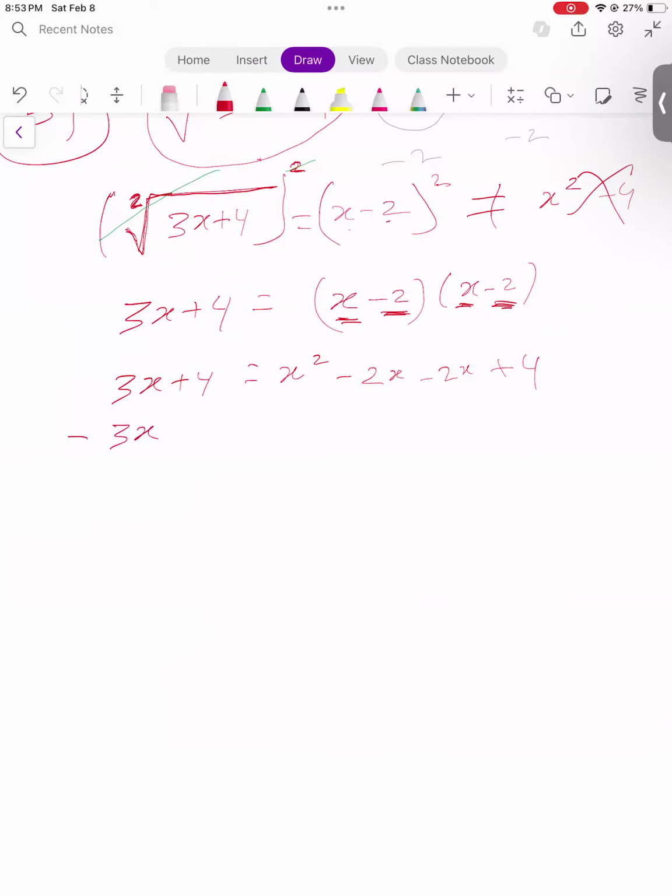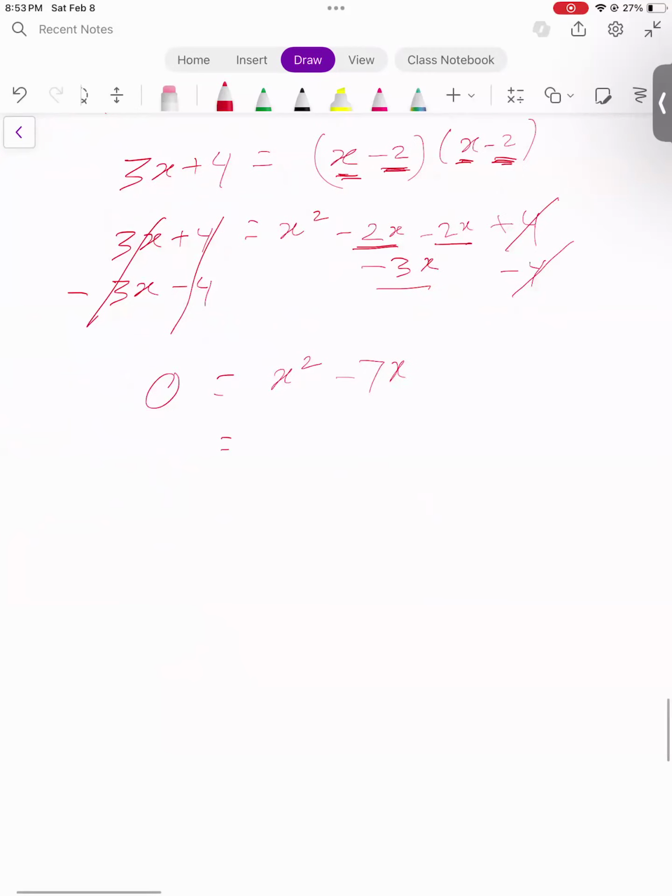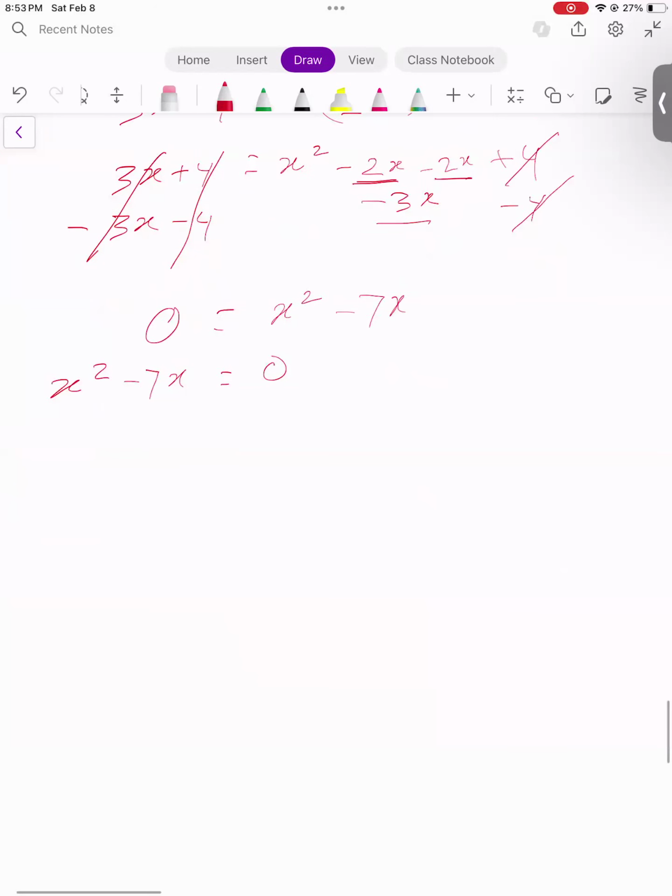So subtract 3x on both sides, subtract 4 on both sides. So this is 0 on the left. So we have x squared, negative 2x, negative 2x, negative 3x. That is negative 7x, positive 4, negative 4, 0. Now we can rewrite this as x squared minus 7x equals 0. Okay, it's okay if we switch left and right.